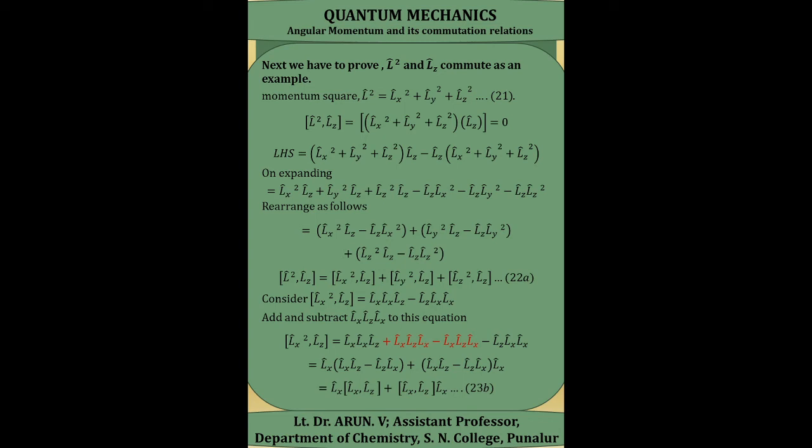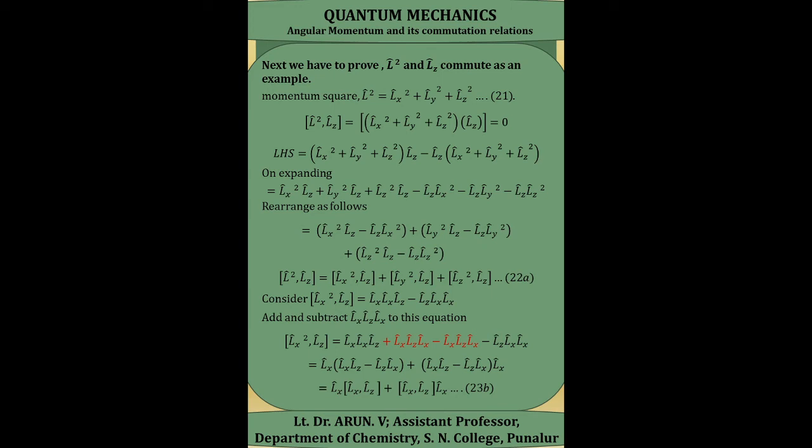The square of the angular momentum is given by L² = Lx² + Ly² + Lz². So the commutator of L² with Lz is [L², Lz] = [Lx² + Ly² + Lz², Lz].